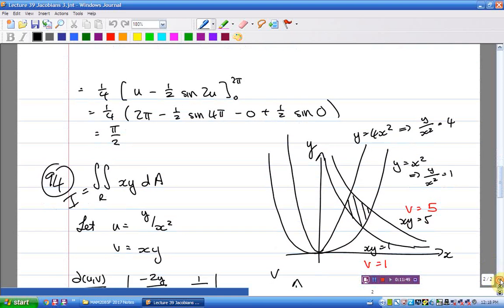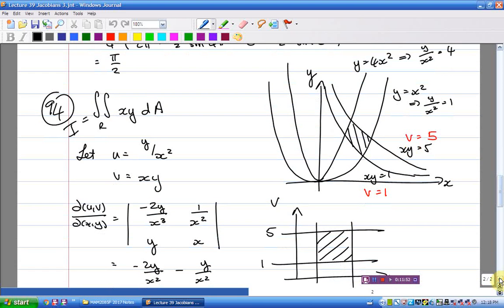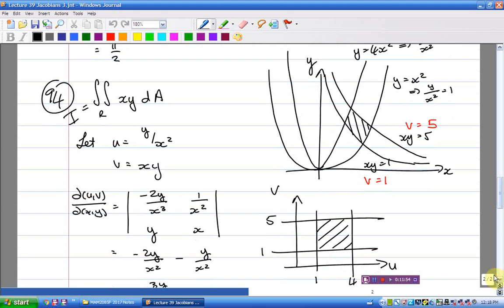Okay, all right, then moving on to number 94. Now let's have a look. In 92, it was the region that triggered a coordinate change to polar coordinates. In 93, it was the integrand that triggered a coordinate change, one that we designed to fit that particular problem. 94 is similar, in that we are going to be designing our own transformation.